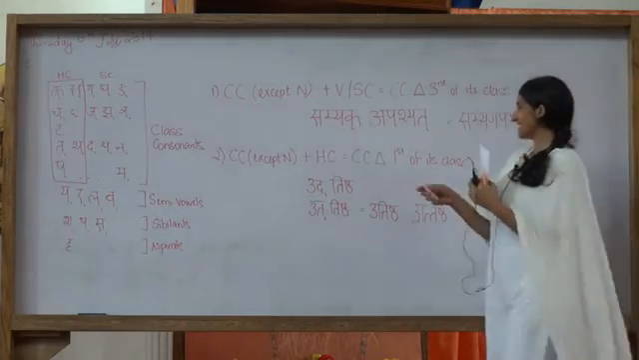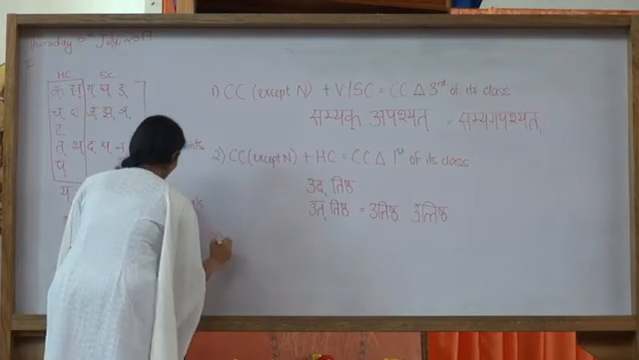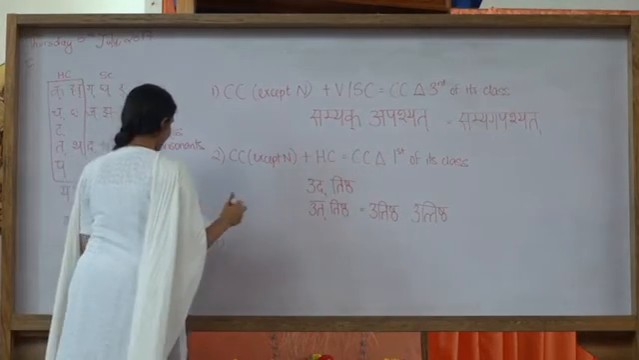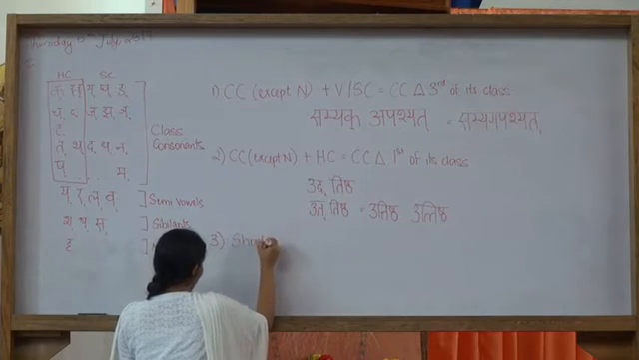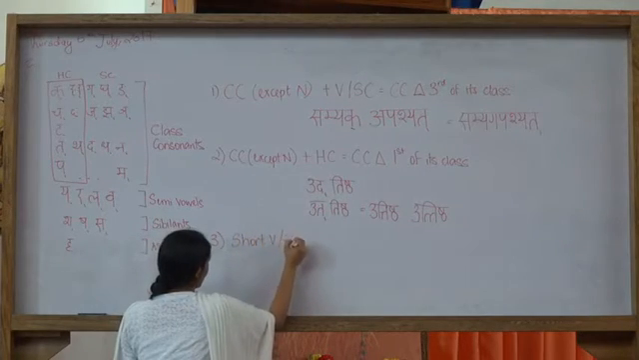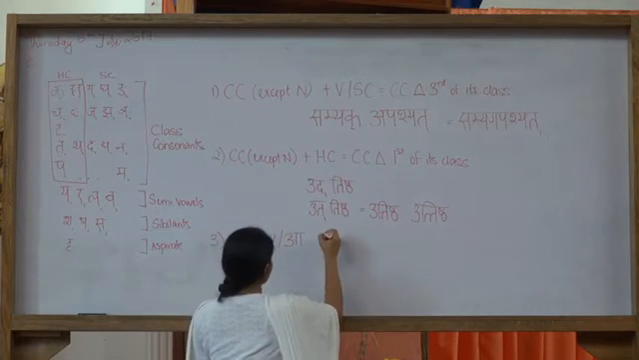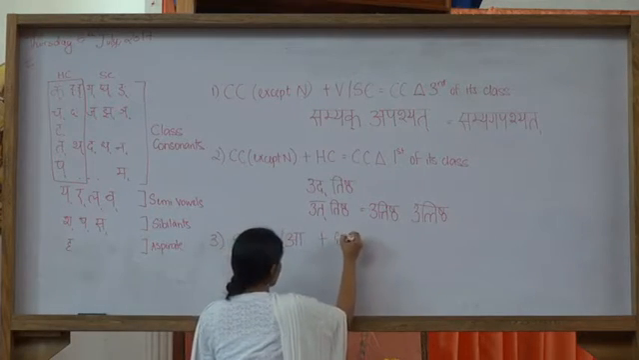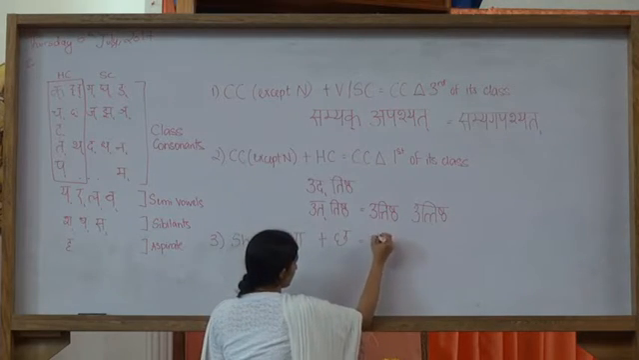Okay, this is the second one. The third rule we saw was, if you have a short vowel, or a, which is a long vowel, meeting a ch, then we add a ch.